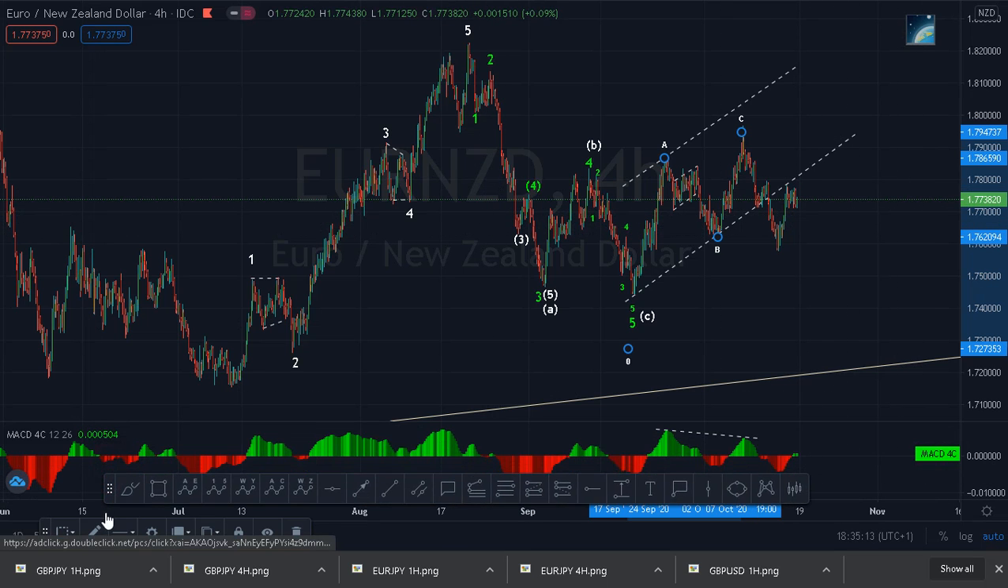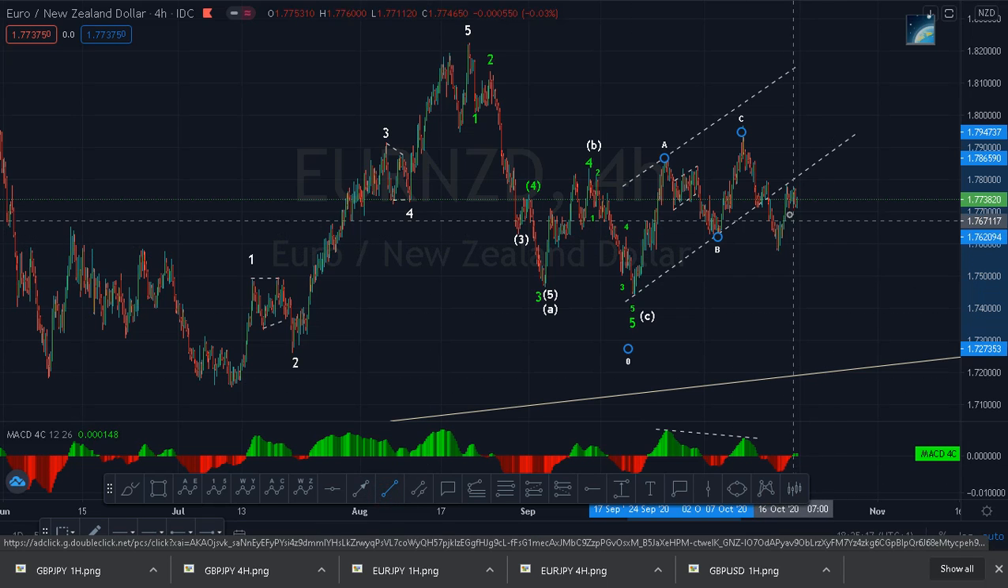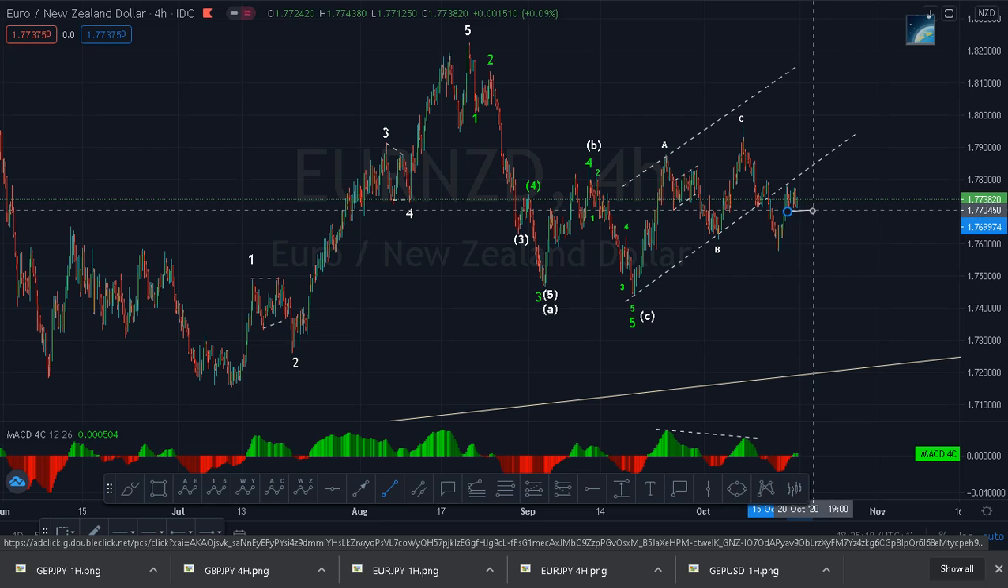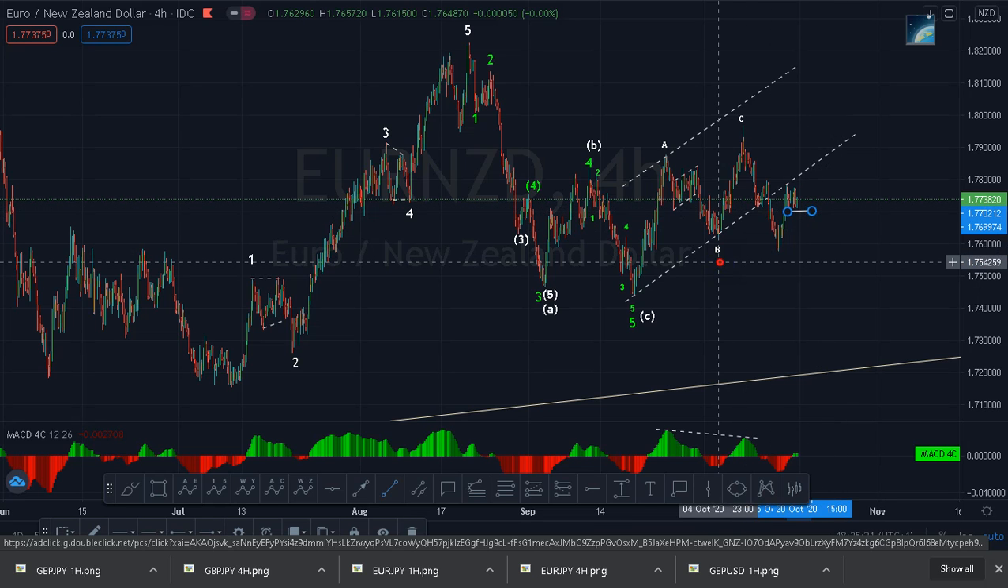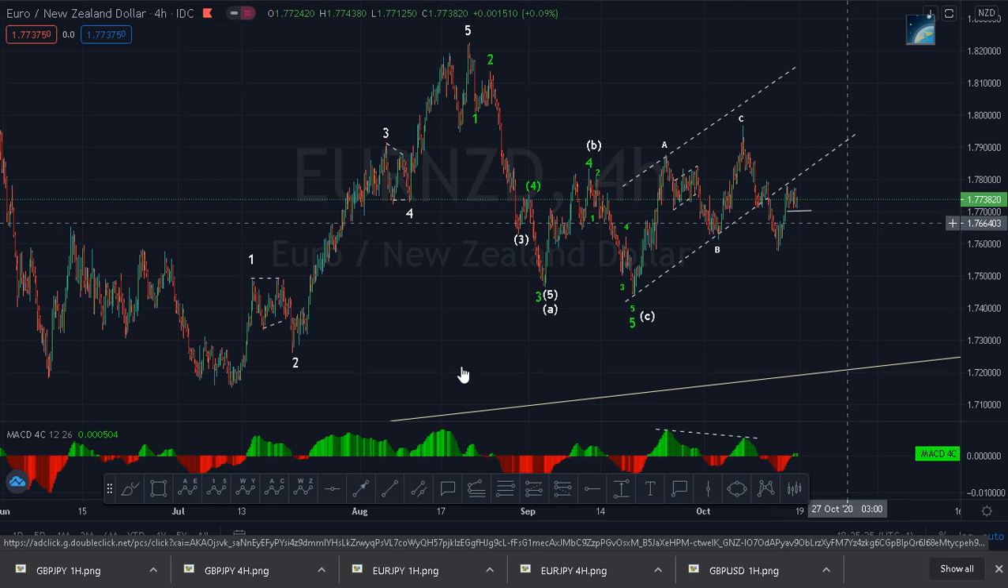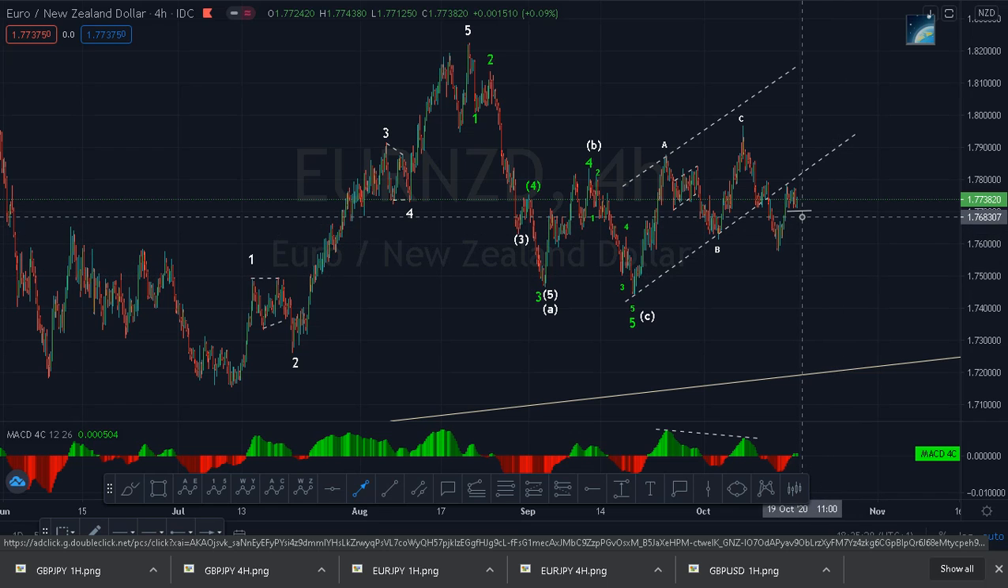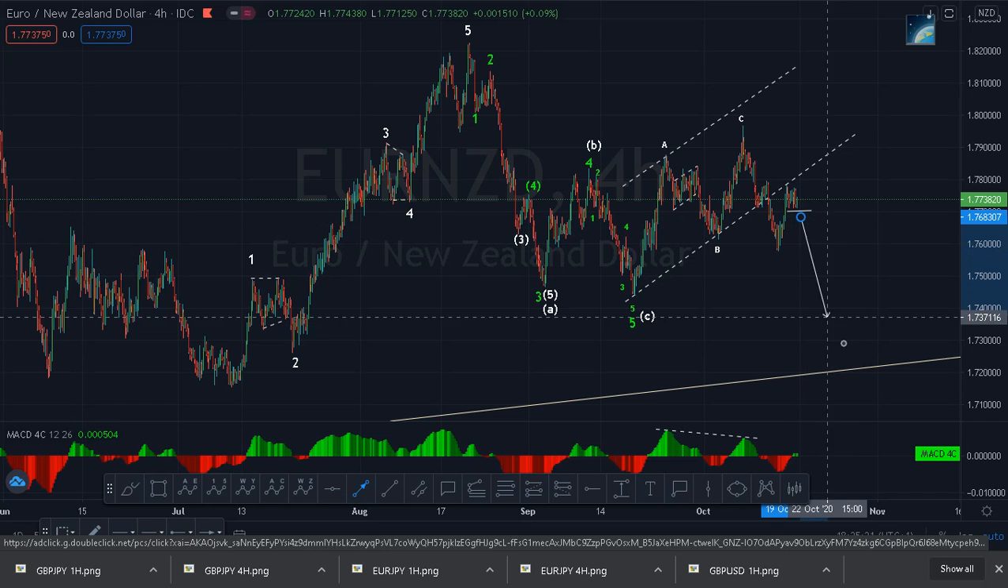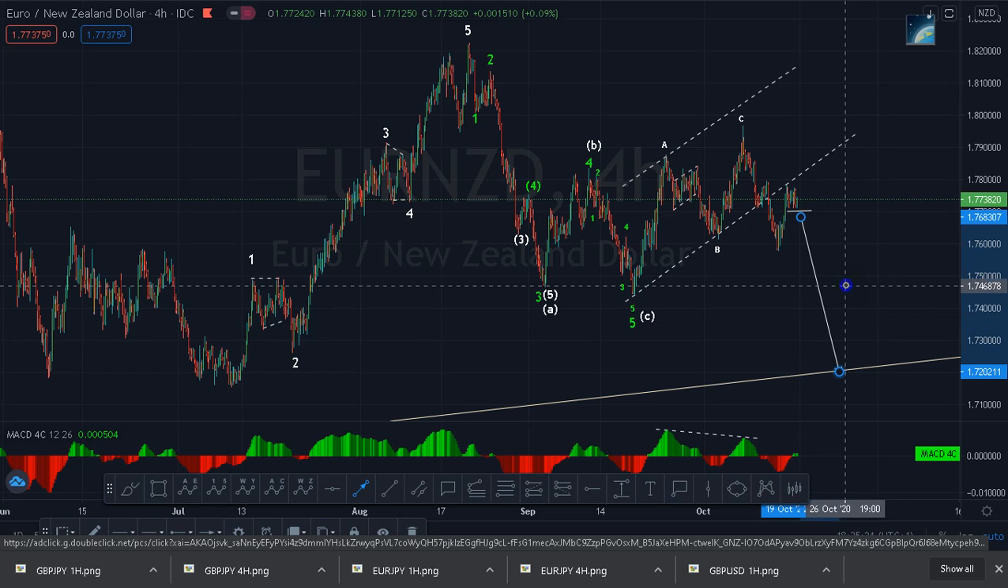So we will still have a sell. When market opens, I will just open a sell order. I want to wait for any confirmation or any drop or any break. So this is what I'm gonna do. I will place a sell towards this line. So Euro NZD is a sell market. This is a break and this is a retest.